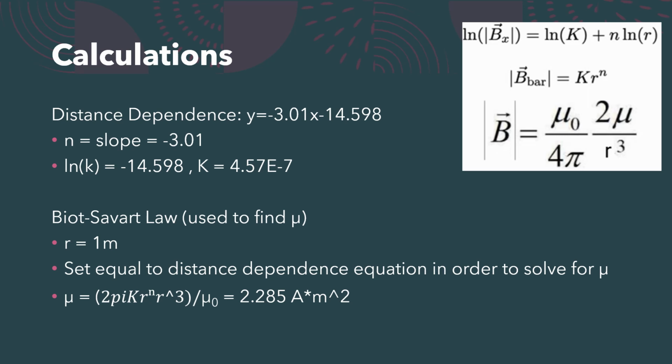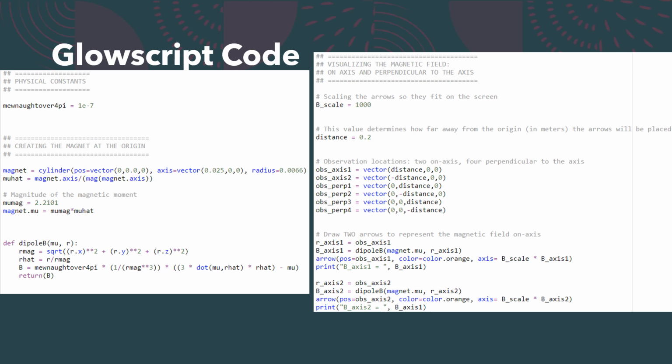Some calculations. The distance dependence formula that I got was y = -3.01x - 14.598. N is the slope, which is -3.01. I had to find the k value from the natural log of k, which was 4.57 times 10 to the negative 7th. Then I set the Biot-Savart law equal to the distance dependence equation to solve for mu, and I got mu equals 2.285 amperes times meters squared.